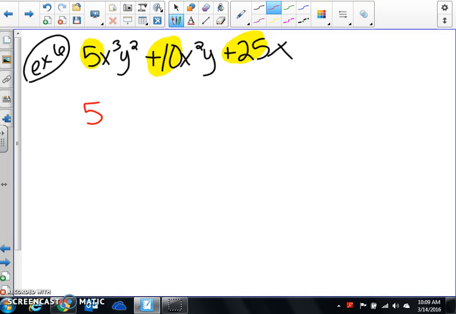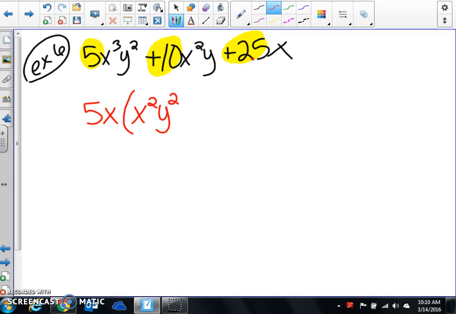I look at all my x's. I have at least 1 x. And I can't take any y's out because this last term doesn't have any. Okay, so now parentheses. 5 divided by 5 is 1, so we know it's there, but we don't write it. I have 3 x's, I take 1 away, so I'm left with x squared. I have 2 y's, I don't take any of them away, so I have y squared.